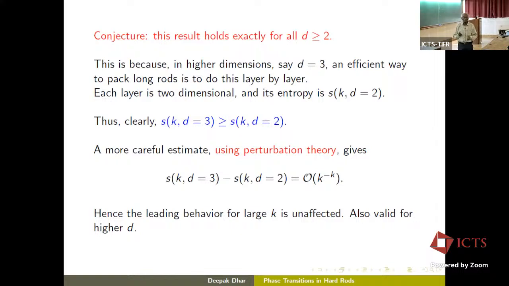difference is only K to the power minus K. But K is going to be large. So this is going to be pretty small. And to order 1 by K squared, it will be just log K by K squared. Okay. In fact, you can go to higher orders and it will be still the same. So the leading behavior at large K is unaffected. And this argument is extendable to higher dimensions as well. But let us work with D equal to 3.